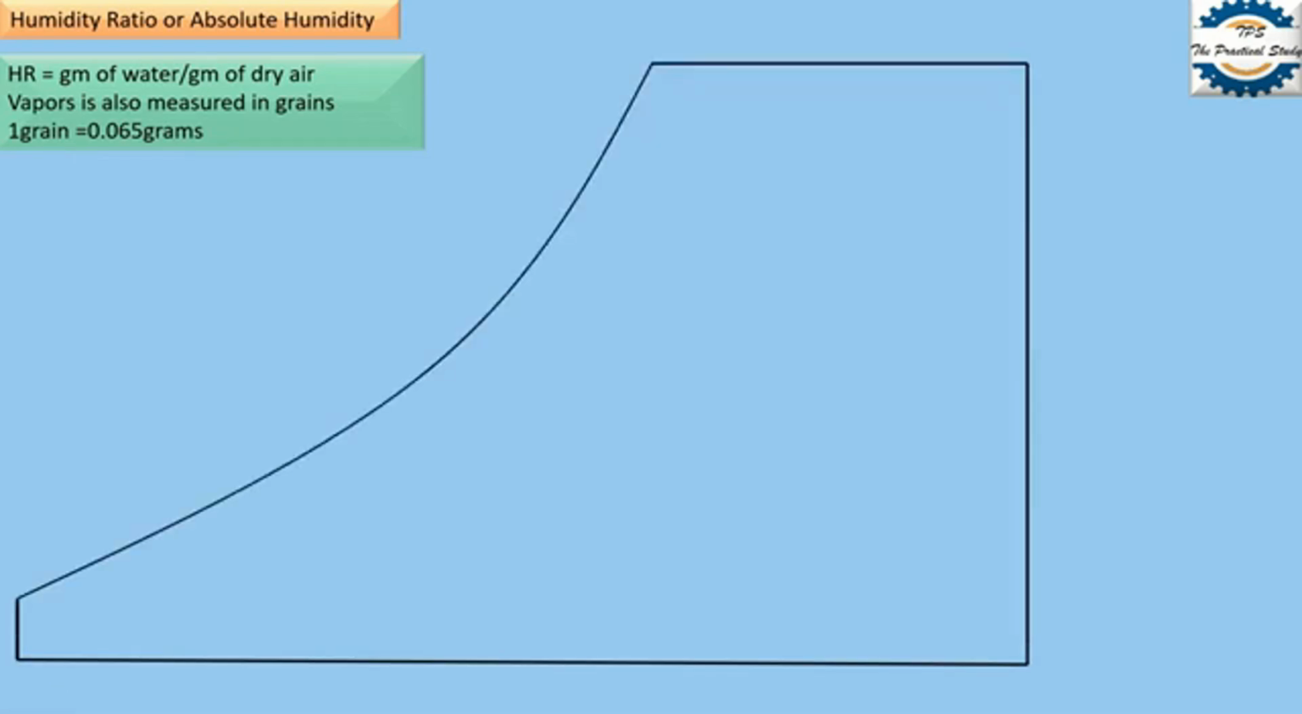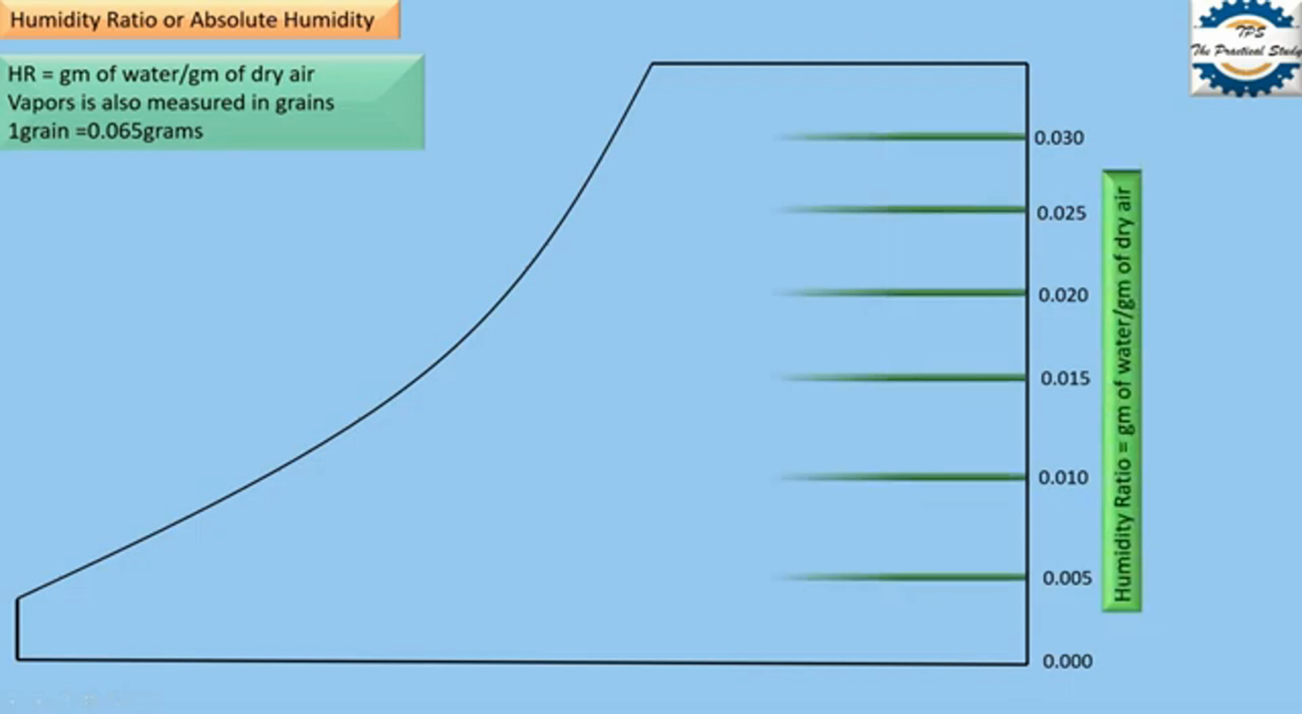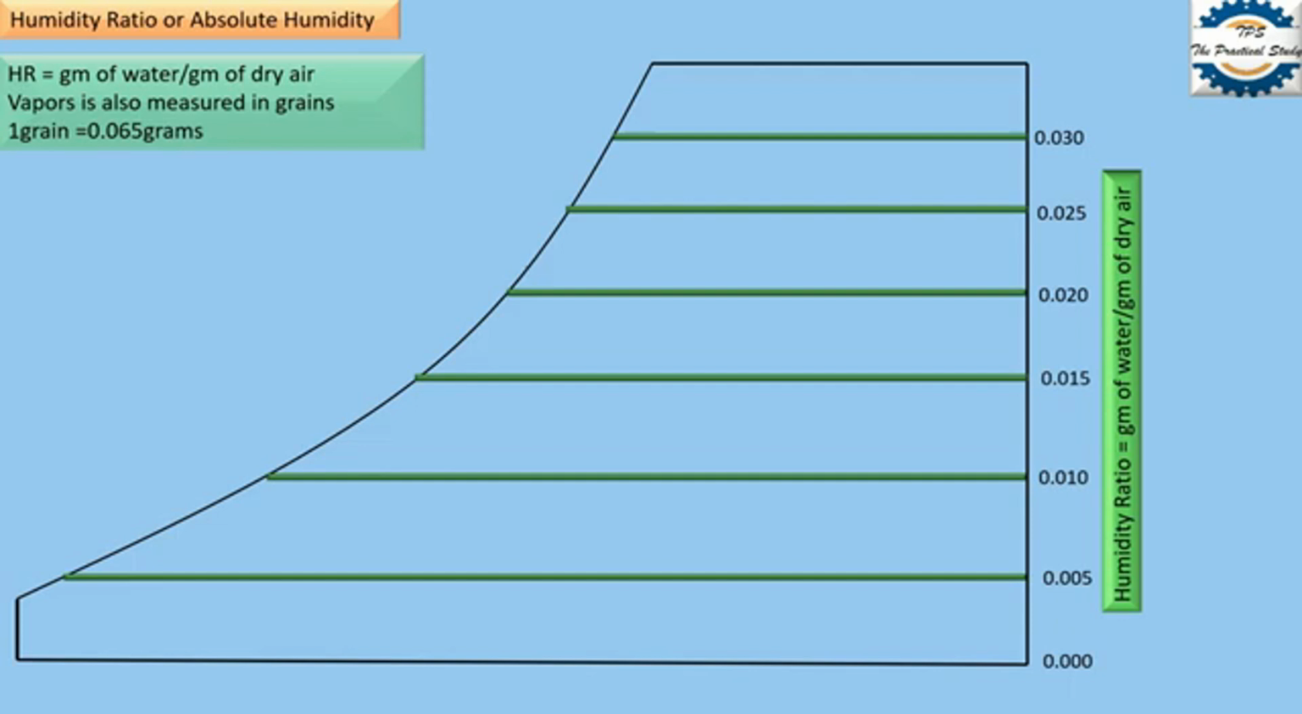Let's draw it on the psychrometric chart. The humidity ratio scale is on the y-axis, the vertical axis. Now let's draw its lines. Its lines are horizontal, towards the wet bulb temperature line. So I think this parameter is also clear. Let's move to the next parameter.